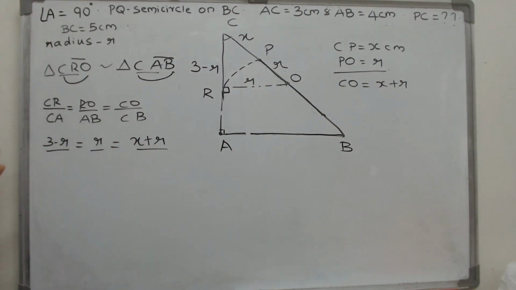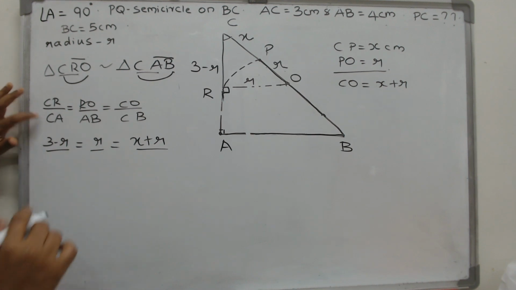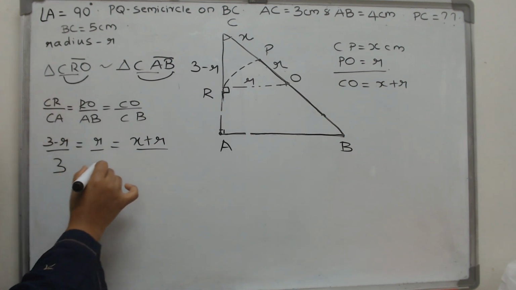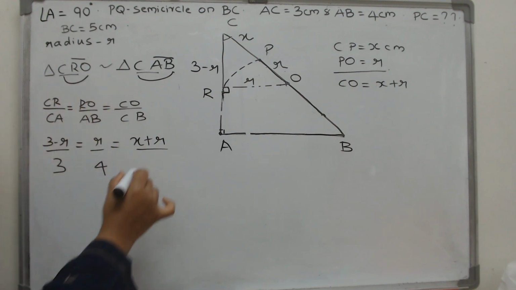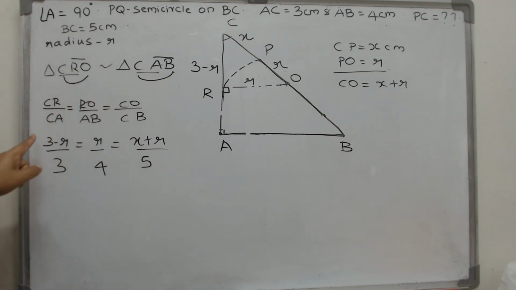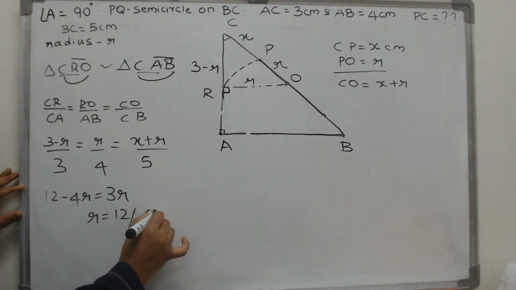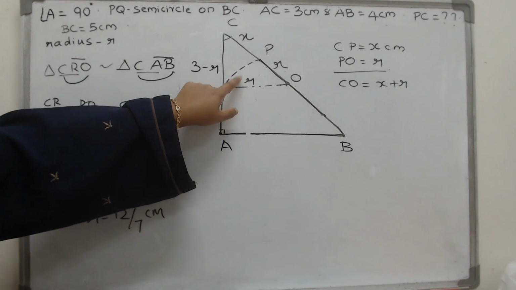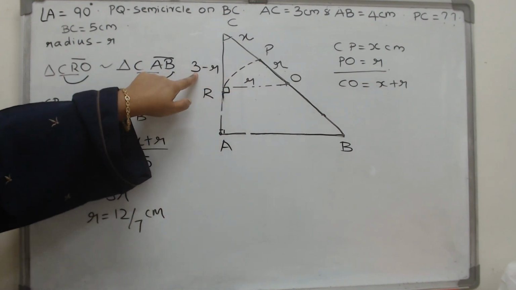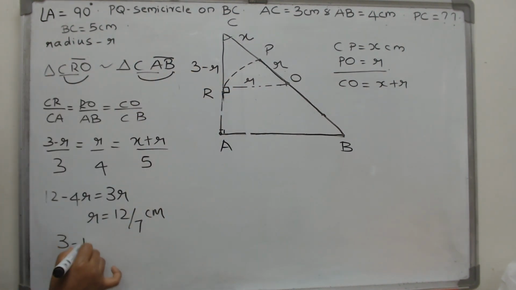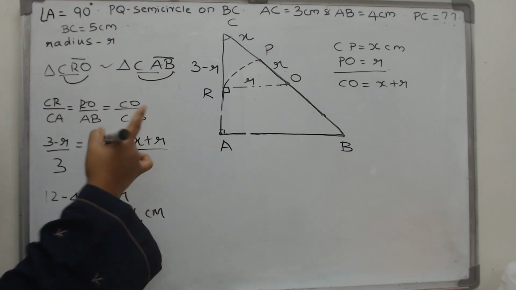What about the sides of the bigger triangle? CA is 3, AB is 4, CB is 5. Now, when you cross multiply these two ratios, you are going to get the value for the radius of the semicircle. It is going to be 12 by 7 centimeters. So this is 12 by 7 centimeters. And what is this side going to be? It is 3 minus 12 by 7, which is 9 by 7. Let me write that down.